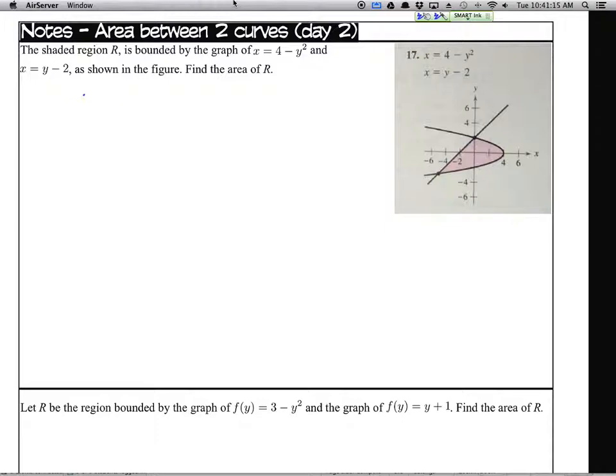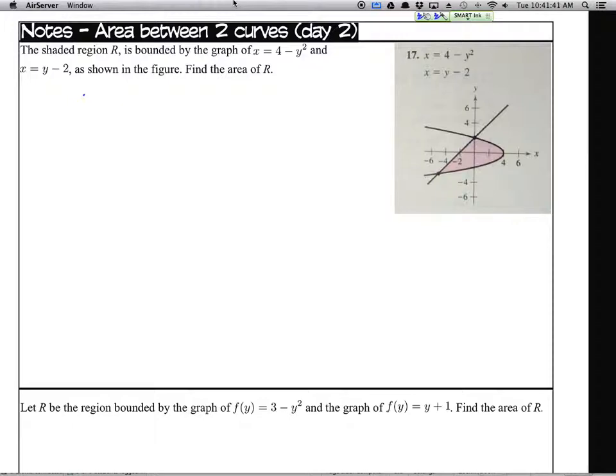What was the process of what we did yesterday? We figured out the starting and stopping points. How do we do that? Set the graphs equal. Then we figured out which one's on top, and that had to come first. Then we integrated and solved it.